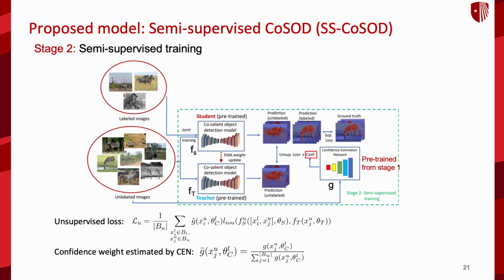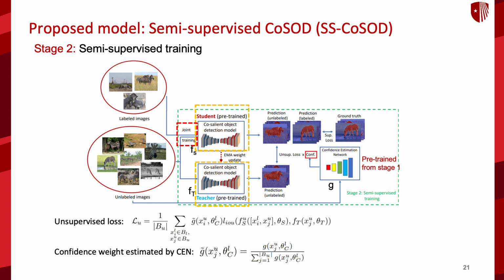In the second stage, we employ a typical self-training framework with two models of the same architecture, namely the student and the teacher networks that are initialized from stage 1. The student model's weights are updated via backpropagation, while the teacher model weights are updated using exponential moving average.